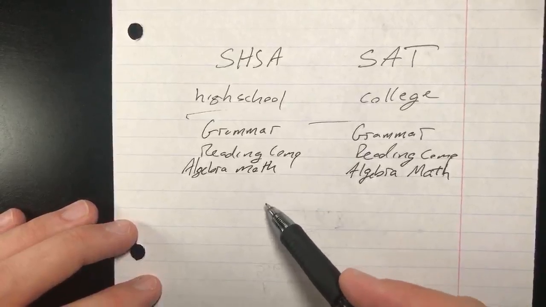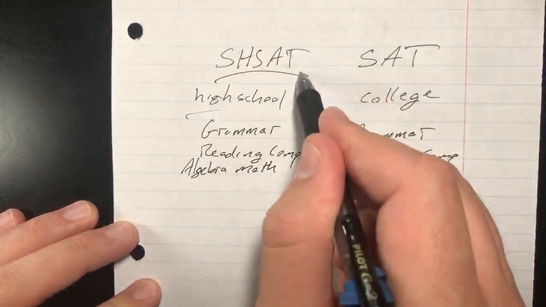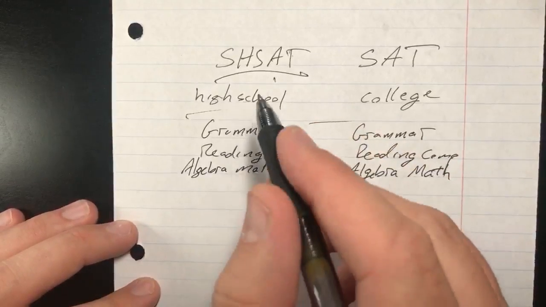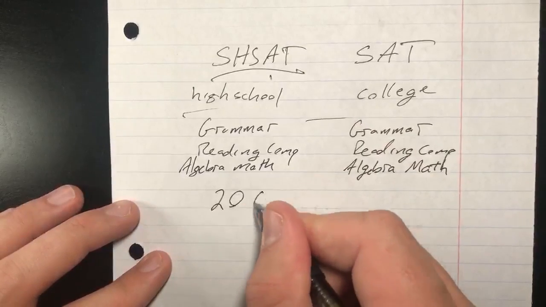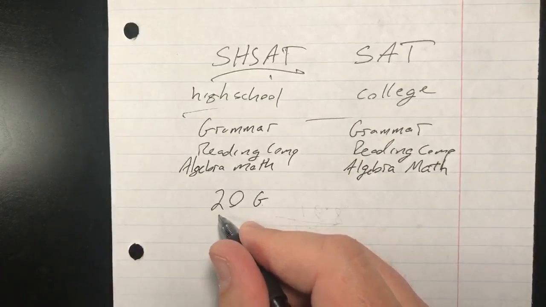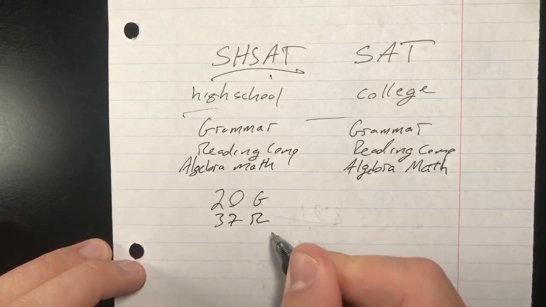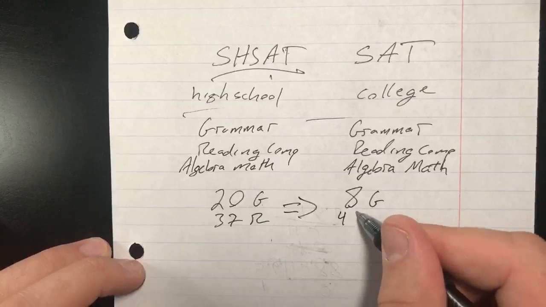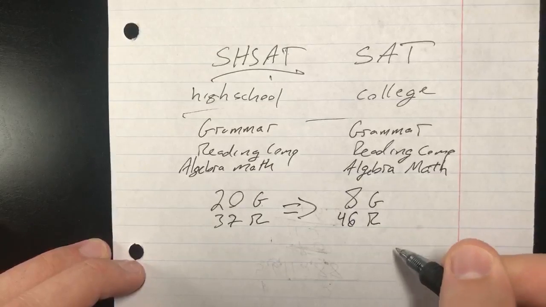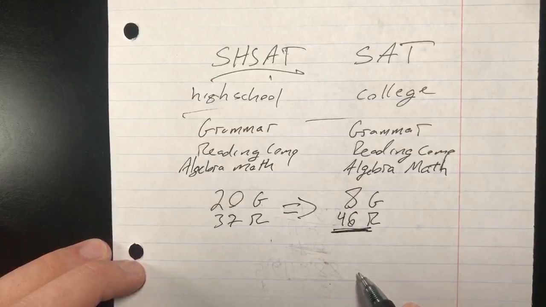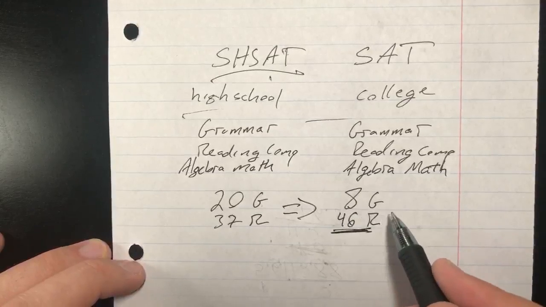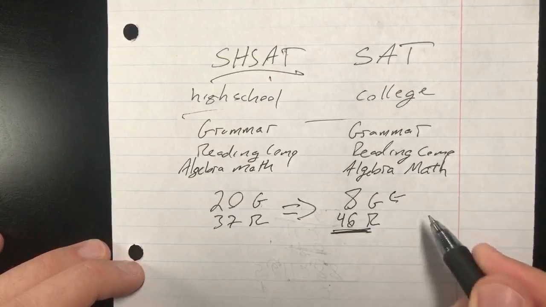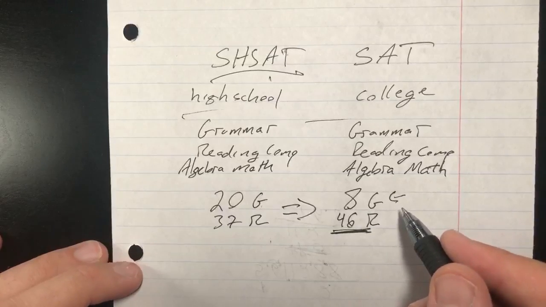If you don't know already, they're changing the SHSAT this year. They're making it different again. Before, there were 20 grammar questions and about, let's say, 37 reading questions. This year, they're doing 8 grammar questions and 46 reading questions. So they added a ton of reading comprehension and took away a ton of grammar questions. So Hugo, even though you have trouble with grammar questions, there's only going to be about 8 to 11 of them on the new SHSAT.